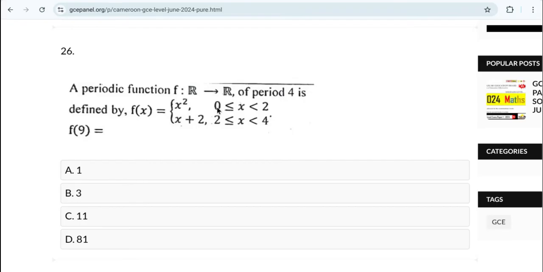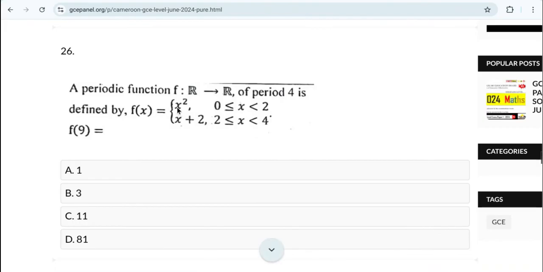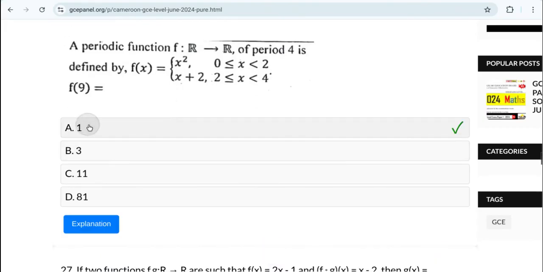So this 1 falls in the first part of this periodic function, from 0 to 2. So f of 1 will just be equal to 1 squared. And what does that give us? f of 1 is 1.